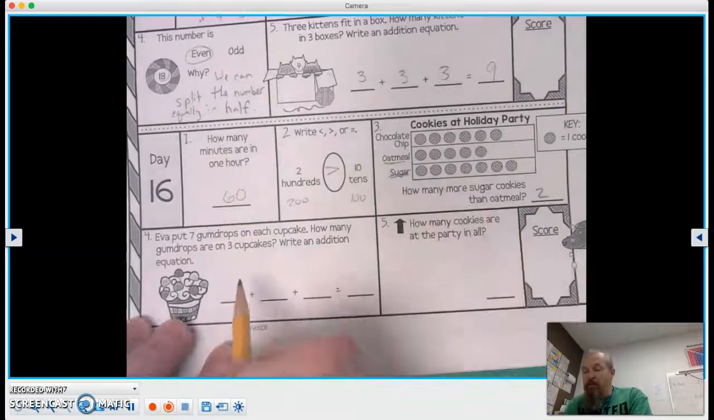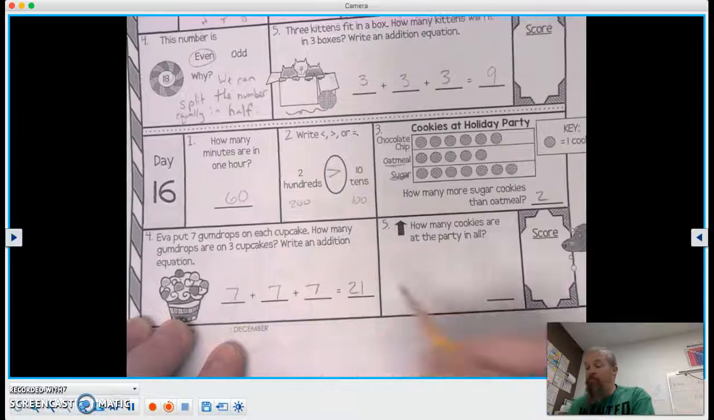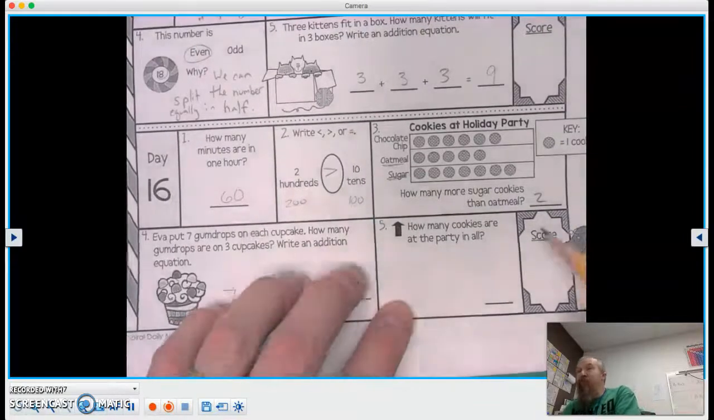Eva put 7 gumdrops on each cupcake. How many gumdrops are on 3 cupcakes? 7, 14, 21.